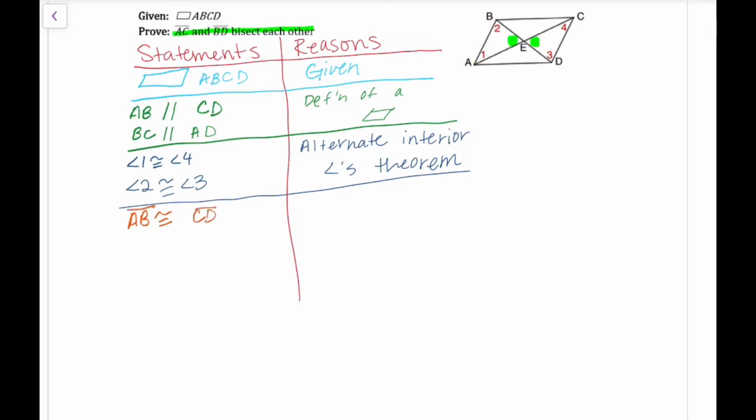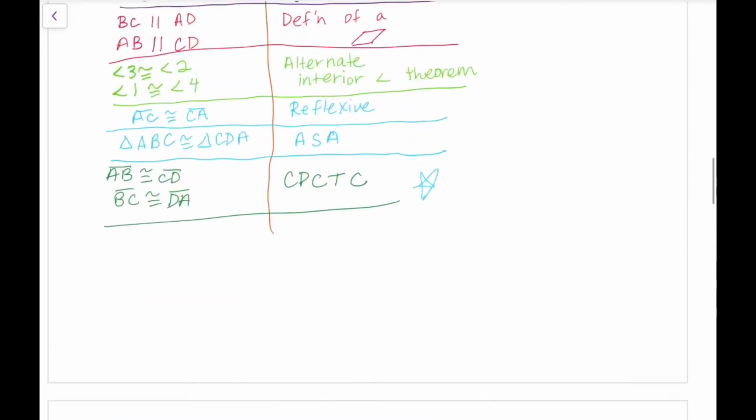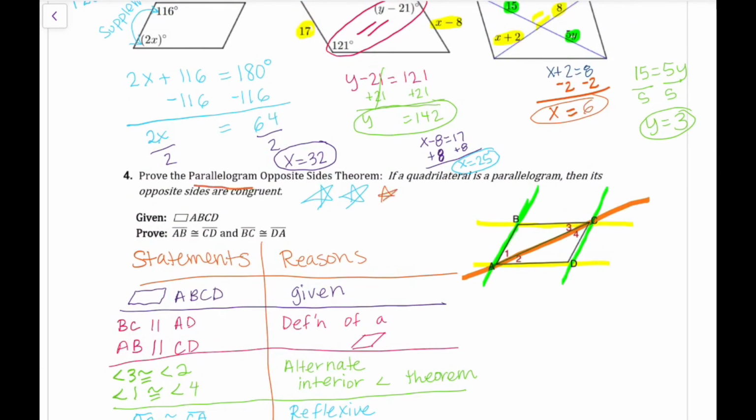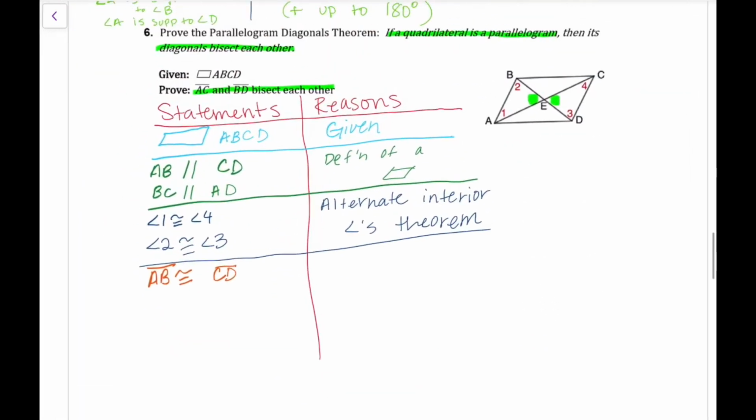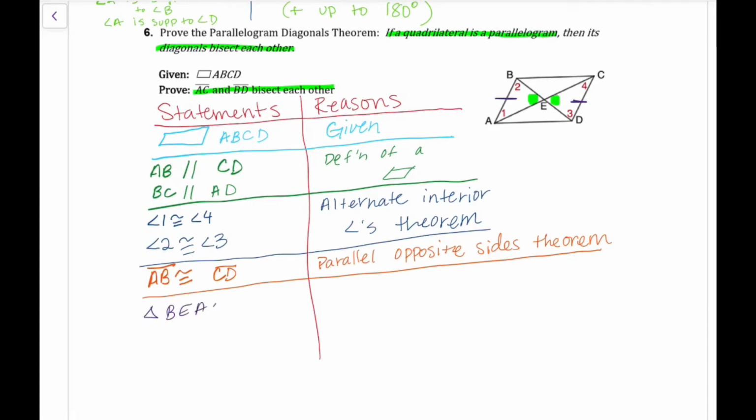AB is going to be congruent to CD. And the reason for that is what we just proved a second ago, the parallelogram opposite sides theorem. So those two sides are the same. And so triangle BEA has to be congruent to triangle DEC because we have angle, side, angle. We've shown two angles are the same and the side in between.